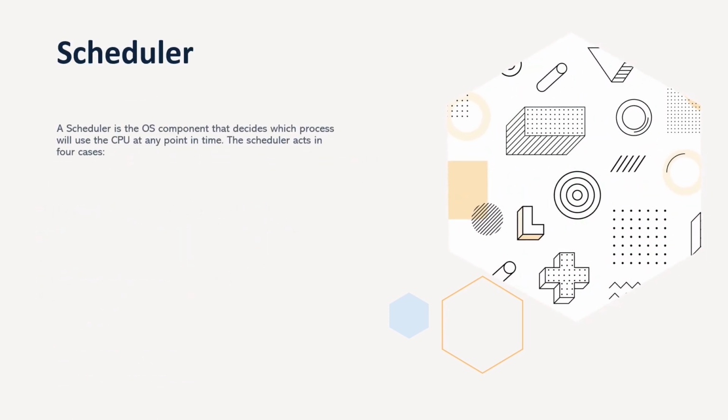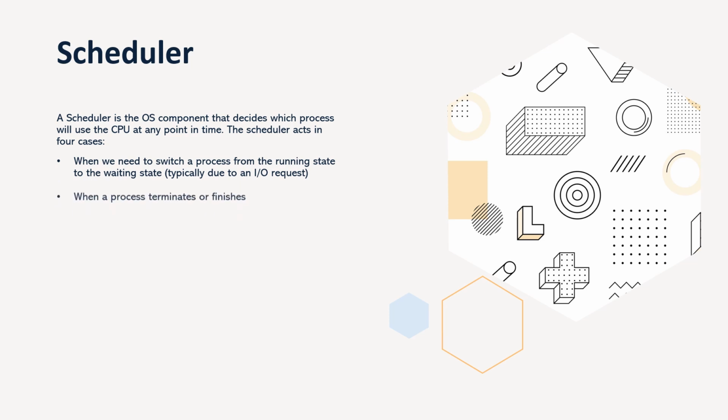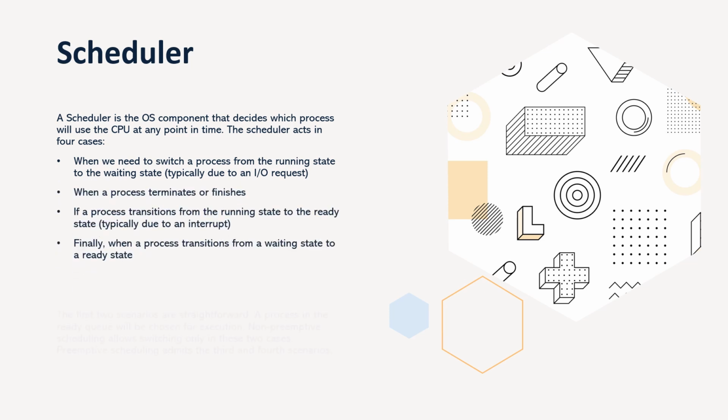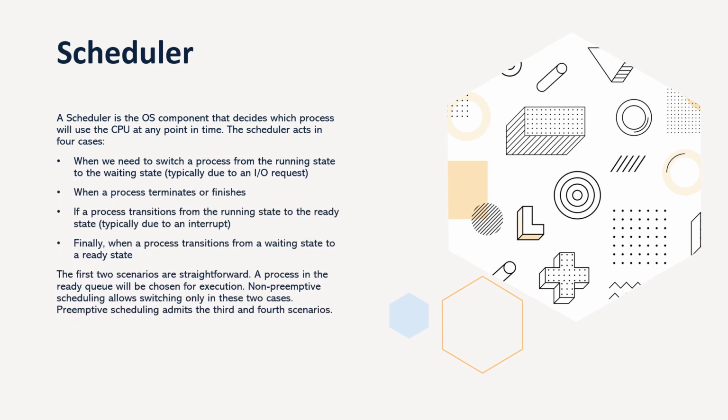So now let's talk about scheduler. A scheduler is the OS component that decides which process will use the CPU at any point in time. The scheduler acts in four cases. First is when we need to switch a process from the running state to the waiting state, typically due to an input-output request. Second is when a process terminates or finishes.